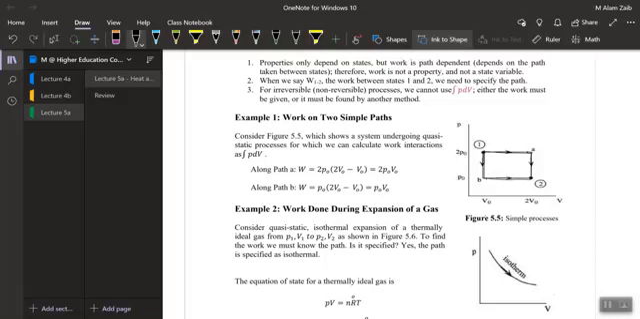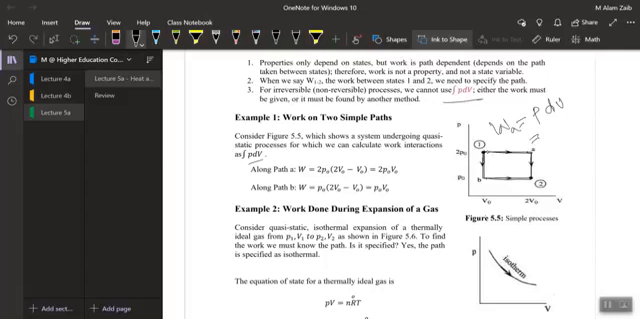So let's look at the work done in the two different paths. The simple equation for the work done is P dV. So the work done in path A would be the integral of P dV along path A. How do we calculate it?